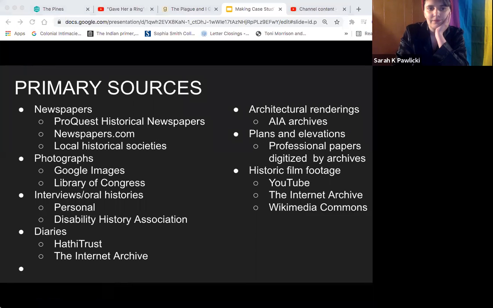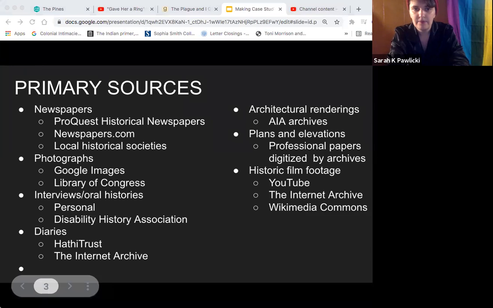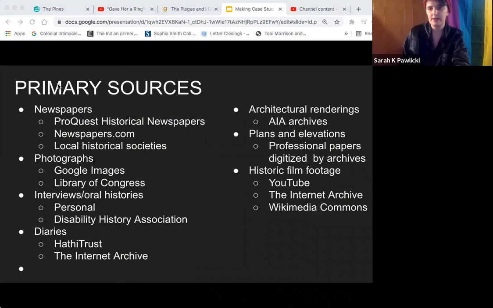Similarly, the research process can be largely dictated by what types of sources you particularly love working with. This slide features both examples of primary sources that one might utilize in the course of writing a case study and places where you might be able to access those primary sources. So for example, I often utilize ProQuest historical newspapers. If you have access to that database through your university library, it's fantastic.